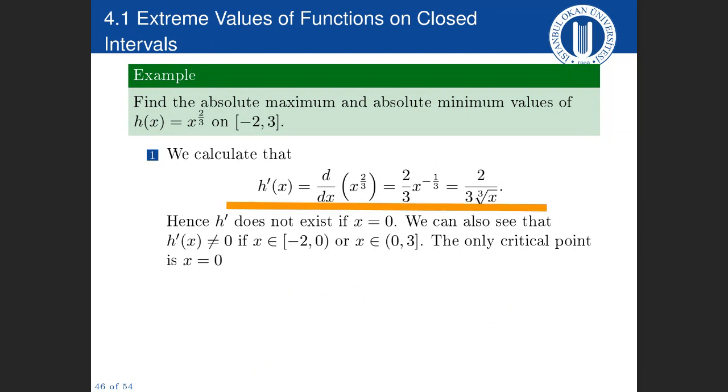The first thing I'm going to do is differentiate h to get a formula. h prime is 2 over 3 cubed root of x. When does this not exist? It doesn't exist when x is equal to 0, because then we would be doing 2 divided by 0. So we can say that h prime does not exist if x is equal to 0. So 0 is a critical point.